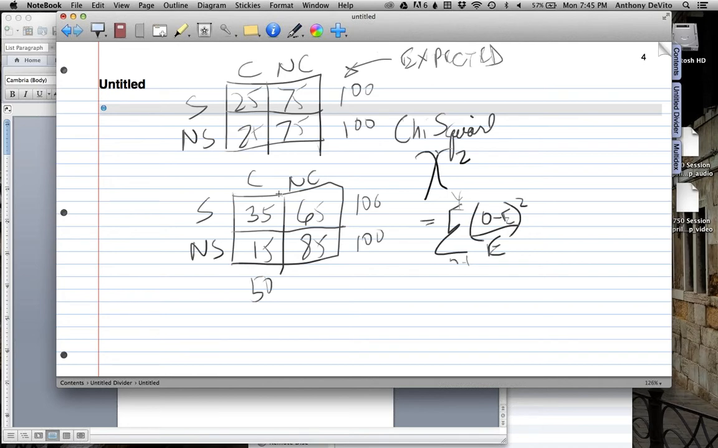So I'm going to calculate this now. I'm going to calculate that value for each one of these boxes. And what is it? Observed minus expected, squared, over the expected value.